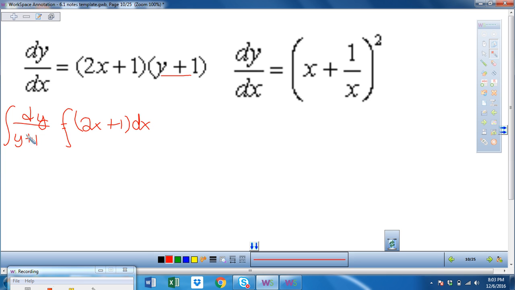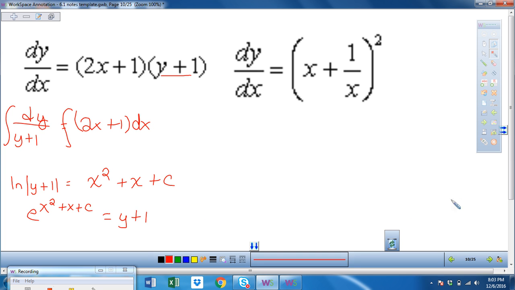Now, I could use the u substitution for this, but at this point in your career, you should also be able to look at that and know that that's going to be the natural log of y plus 1. And integrating this, I get x squared plus x plus c. Okay, so now I need to solve for y. So I do e to the x squared plus x plus c is equal to y plus 1.